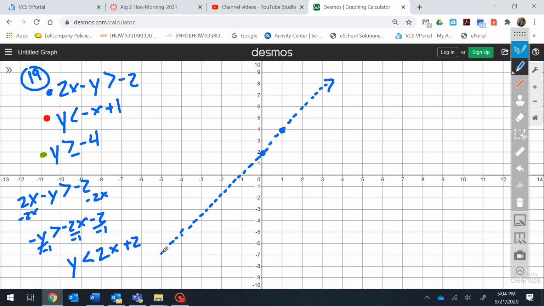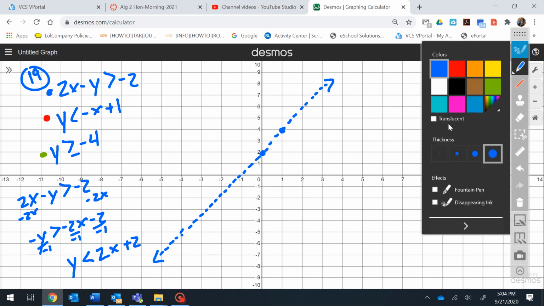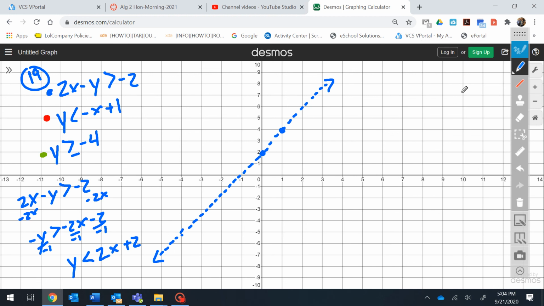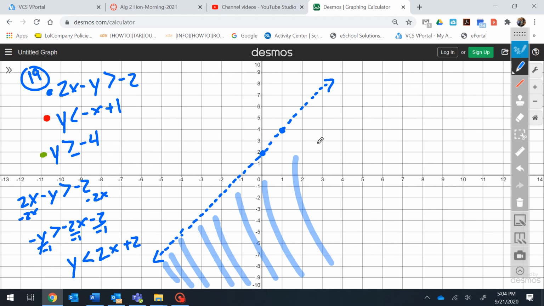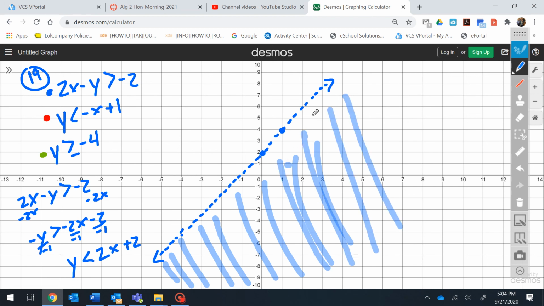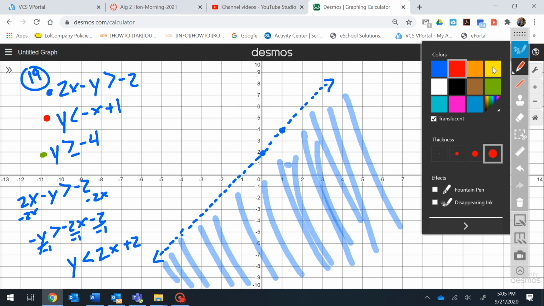Or a dashed line. I think I've been calling it dashed line. It's a dashed line, and it is shaded below. So like so. Okay, second equation.